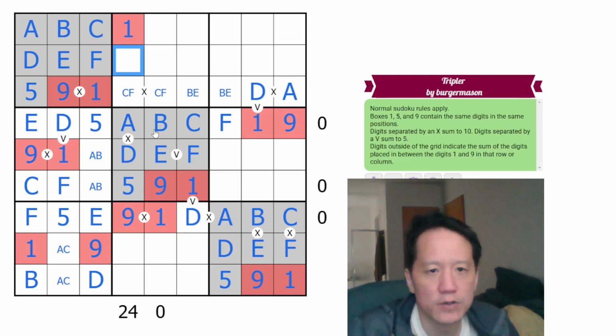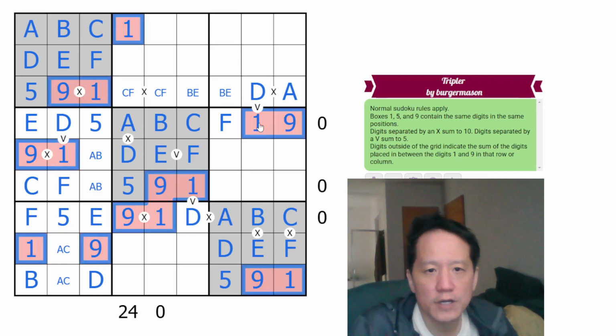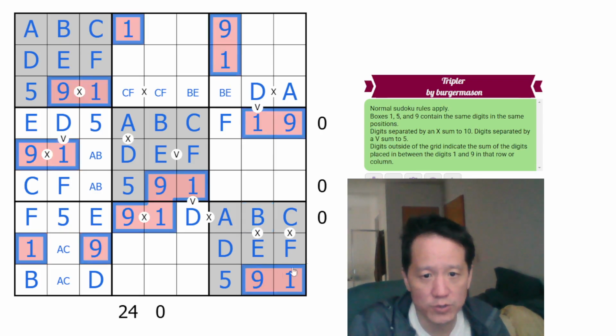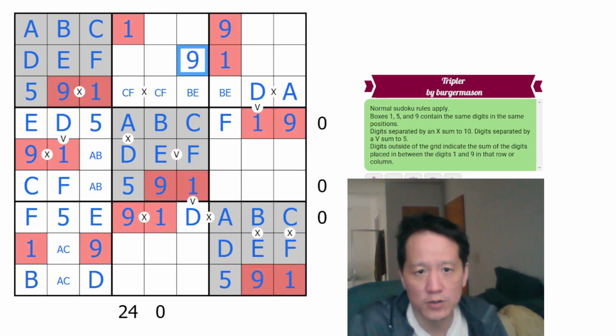What else do we know? 1, we have all the 1s now. We have 8 1s, so we can figure out where the last 1 is. It has to be here. So this is a 1. 9 cannot be here. 9 can't be here. 9 has to be this one here. So this is 9, whereas the last 9, because we have 8 9s also, it has to specifically be here. So this is 9.